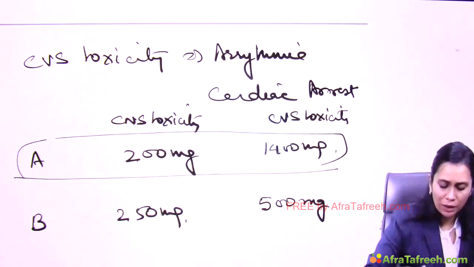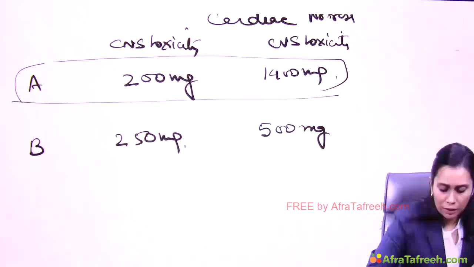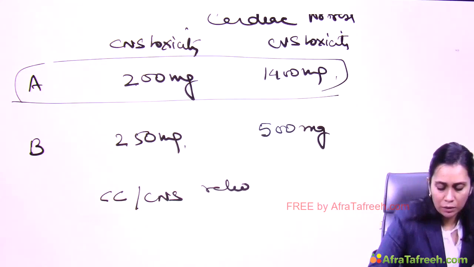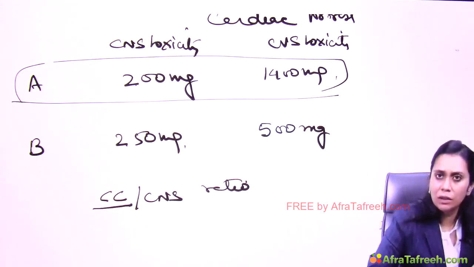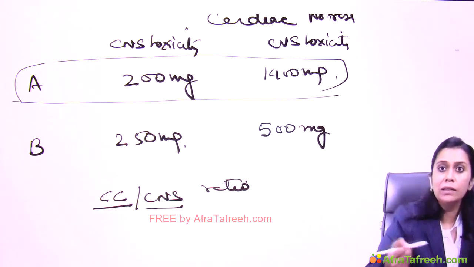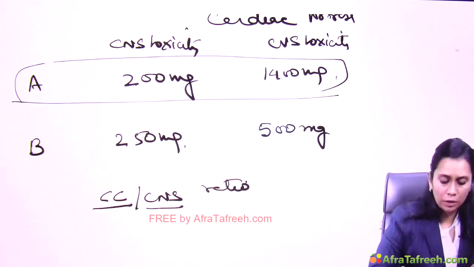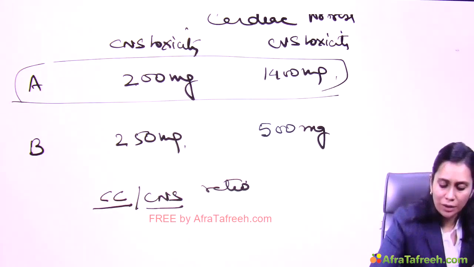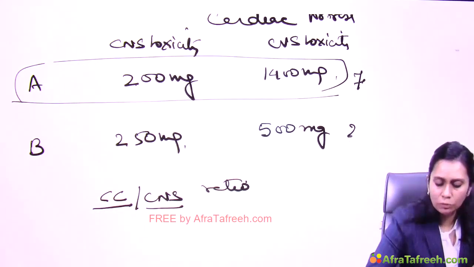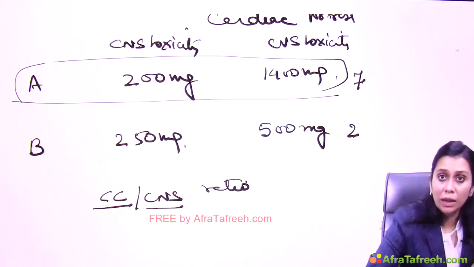For every local anesthetic, the CC-CNS ratio is calculated. That is, the dose at which it causes cardiovascular toxicity over the dose at which it causes CNS toxicity. The higher the CC-CNS ratio, the safer the drug. So for A, this ratio is 7 and for B, this ratio is 2. So definitely A is a better drug.